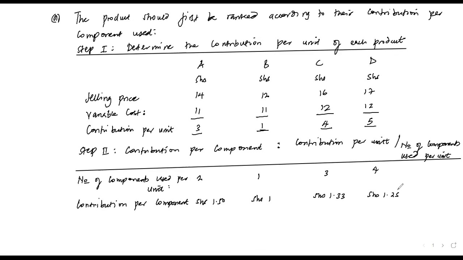Of course, I'll have to rank now. Remember, we give the first priority, or we rank first, that product that has the maximum contribution per component. So which product do we rank first?